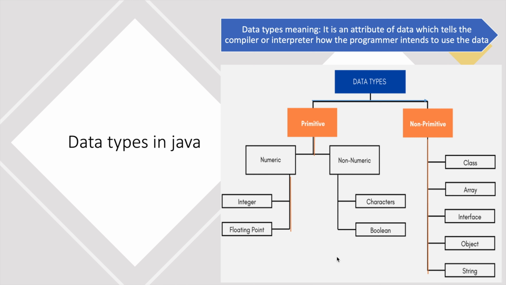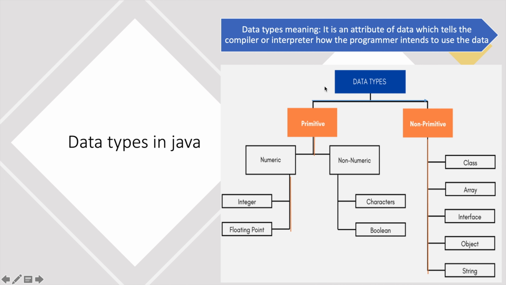Let's learn about data types in Java. So basically, what does data type mean? It is just an attribute of data which tells the compiler how the programmer intends to use the data. For example, if you're using a name called Ram, you need to inform Java what type of data it is to process. So the compiler should know that. If we inform it that it is a string, then the compiler would take that name as a string.